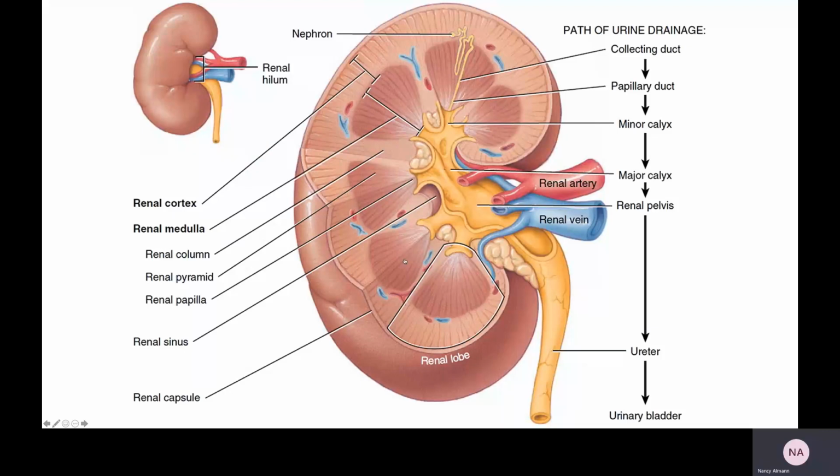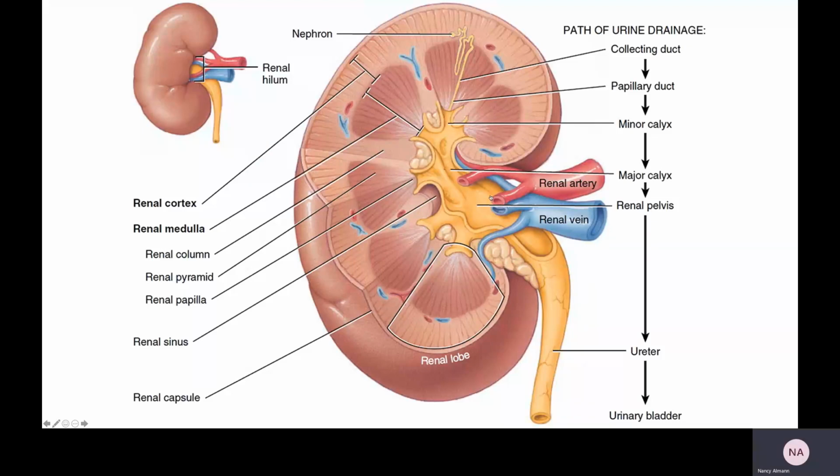In between each of the pyramids is a structure which is known as the renal column. You can see a minor calyx here, and the minor calyces are going to merge to form a major calyx, and the major calyces will all merge to form the renal pelvis.